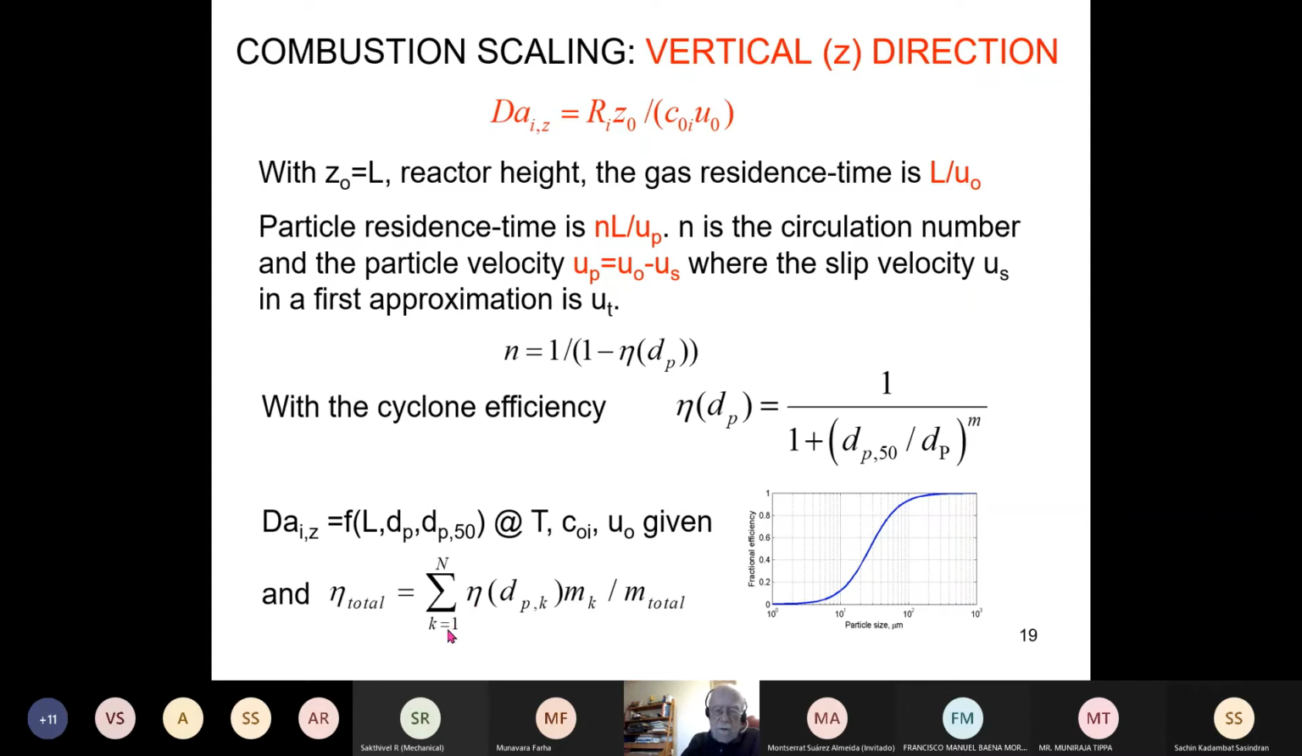I can sum it over all particle size fractions. And the mass of one particle size fraction has this efficiency. And then I can sum all these and divide them by the total mass. So I get the total efficiency. But here we have the local efficiency, and it can simply be translated into a total efficiency. Everything depends on the cut size.